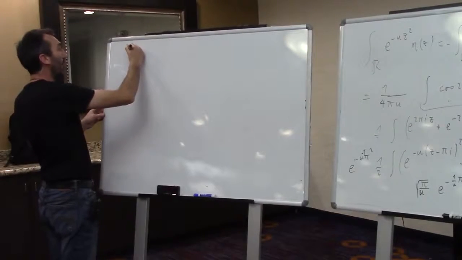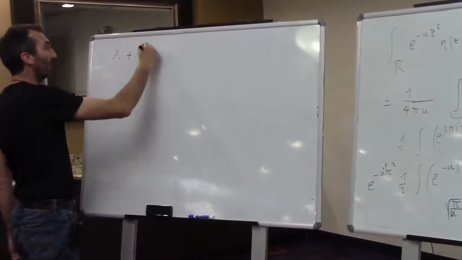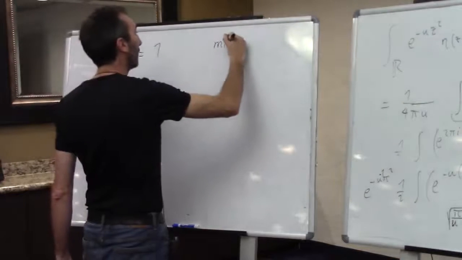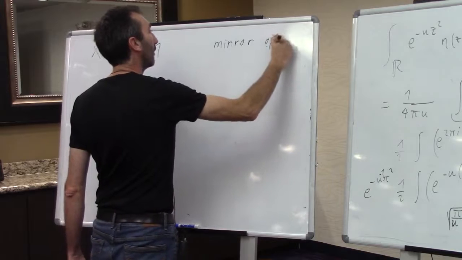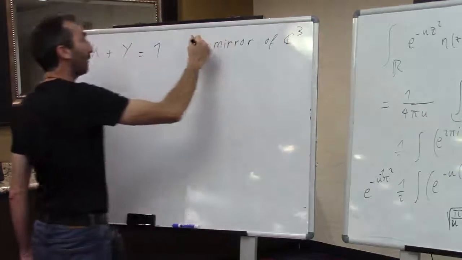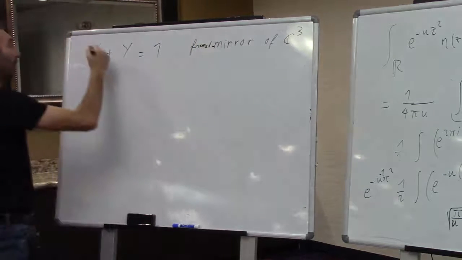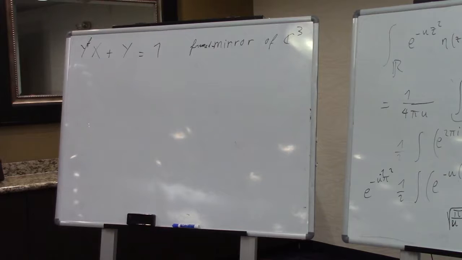So let me choose the curve. We want to be the dual, the mirror of C3. And let me add a framing, by multiplying by y to the power f. So this curve is the mirror curve of C3.